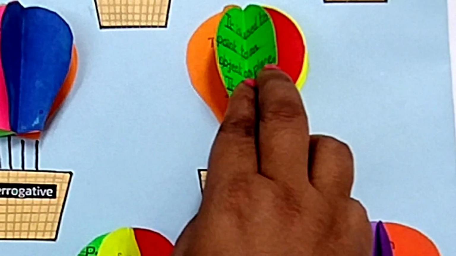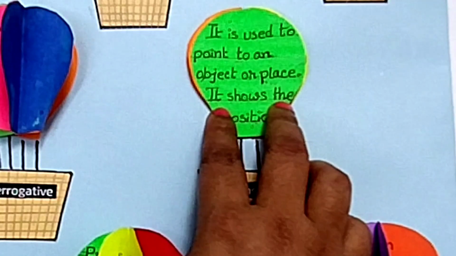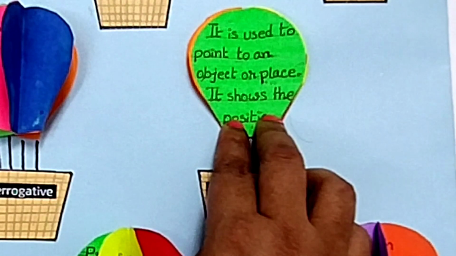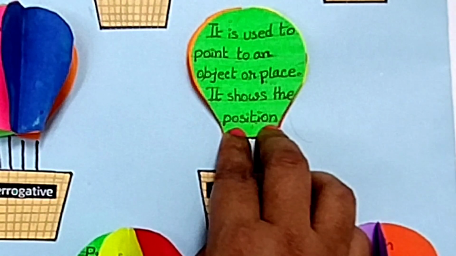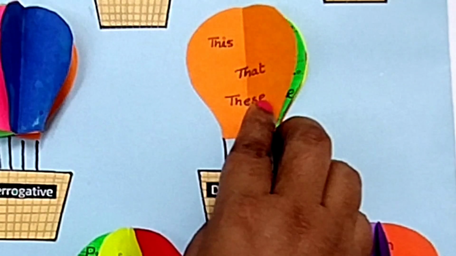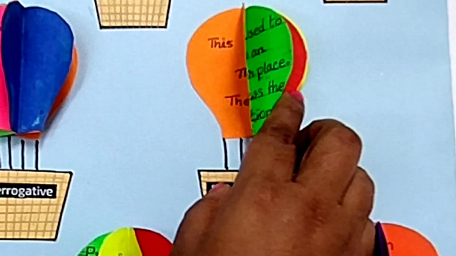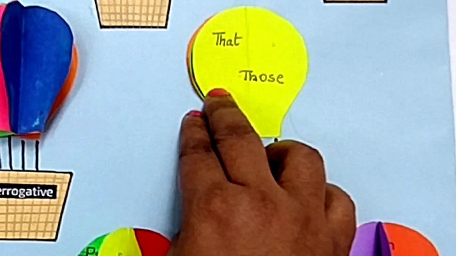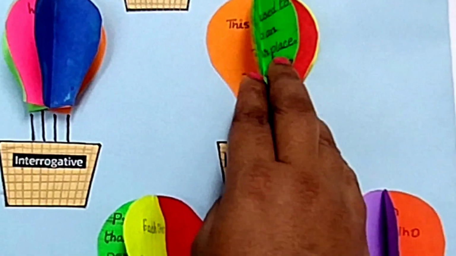Demonstrative pronouns. These are the pronouns that point to an object or place. They show the position of a thing or a place. For example, this, that, these, those, etc.